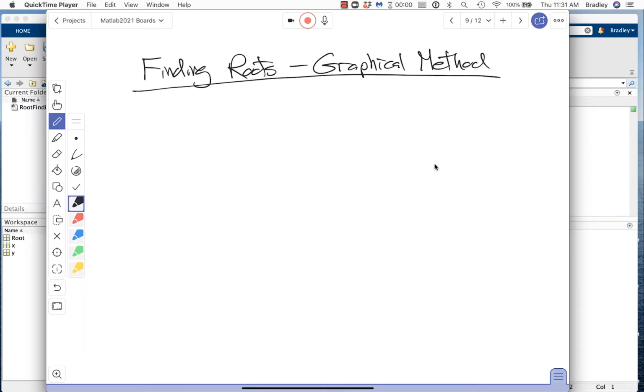All right, in this lesson, we're going to talk briefly about finding roots using a graphical method. So the first question that we have is, what is a root? A root is going to be, when we have any function of a single variable in this case, the values of x, so it's x when the function of x is equal to 0. And so we call these the zeros of the equation or the roots.